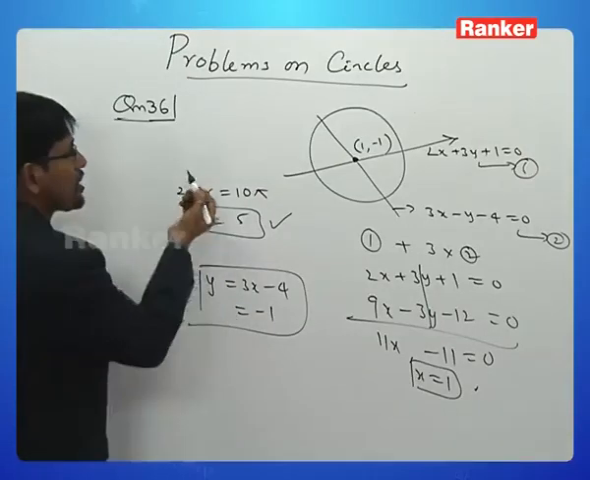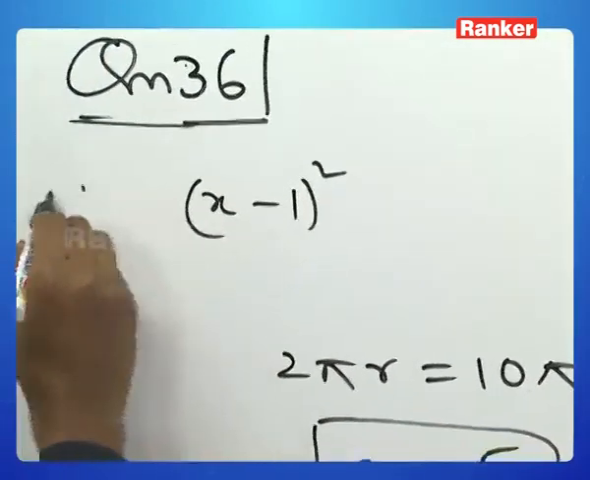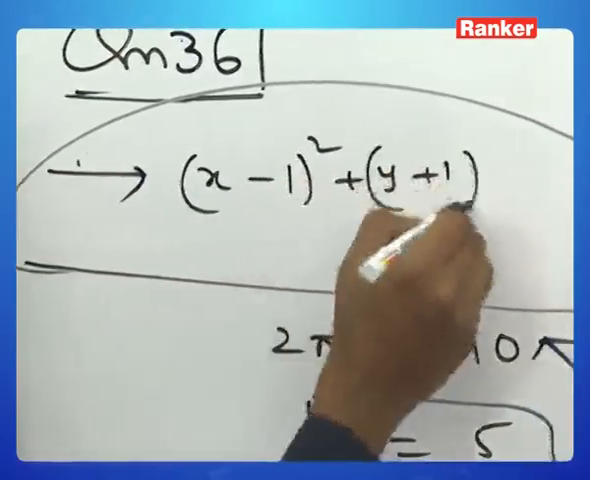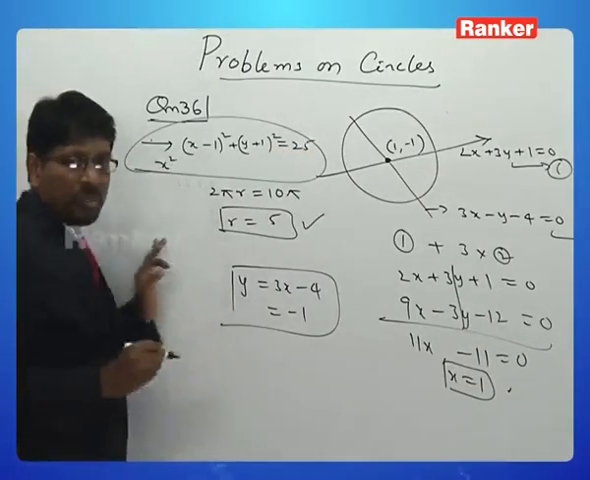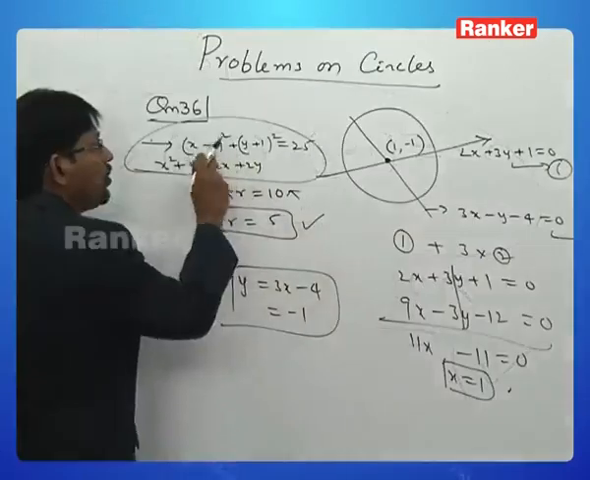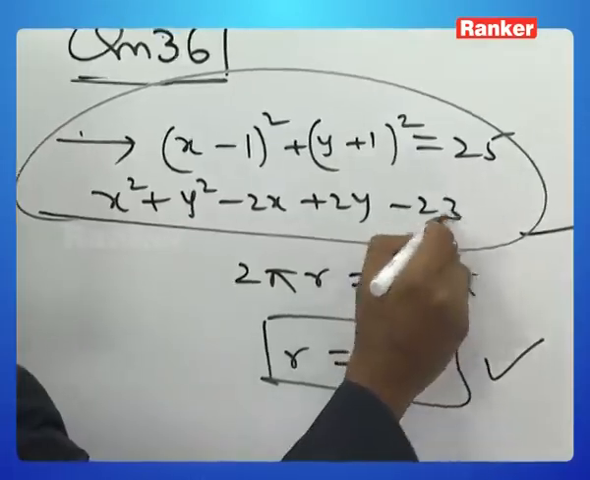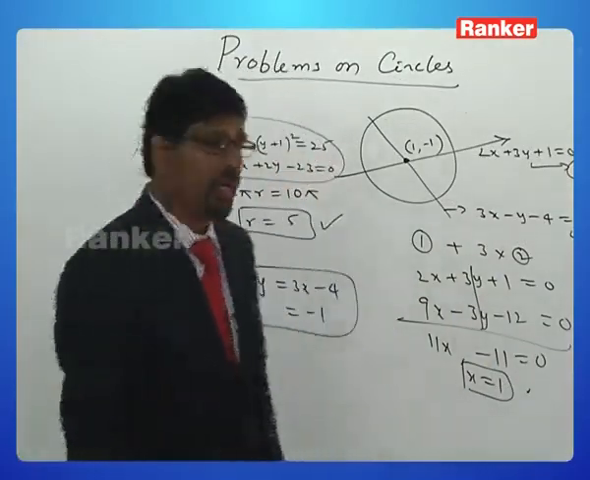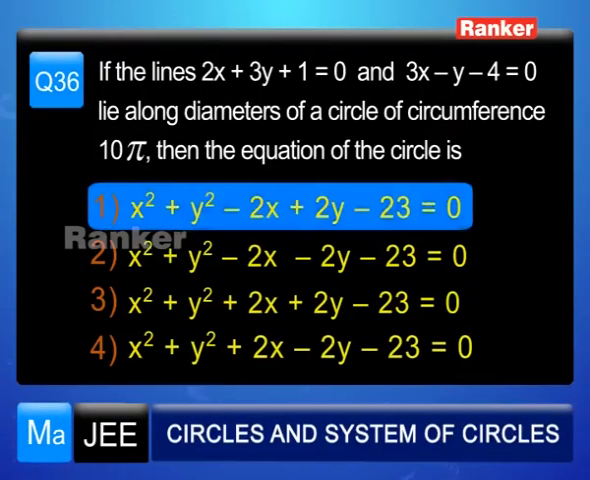Therefore, the equation of the circle, I can now write it as x minus 1 whole square. This is the circle equation: x minus 1 whole square plus y plus 1 whole square is equal to 5 square, that is 25. So when I open it up, what do we have? x square plus y square minus 2x plus 2y, 1 plus 1, 2, 2 minus 25, minus 23 is equal to 0. That's clearly appearing in the very first option, and therefore the answer is option 1.